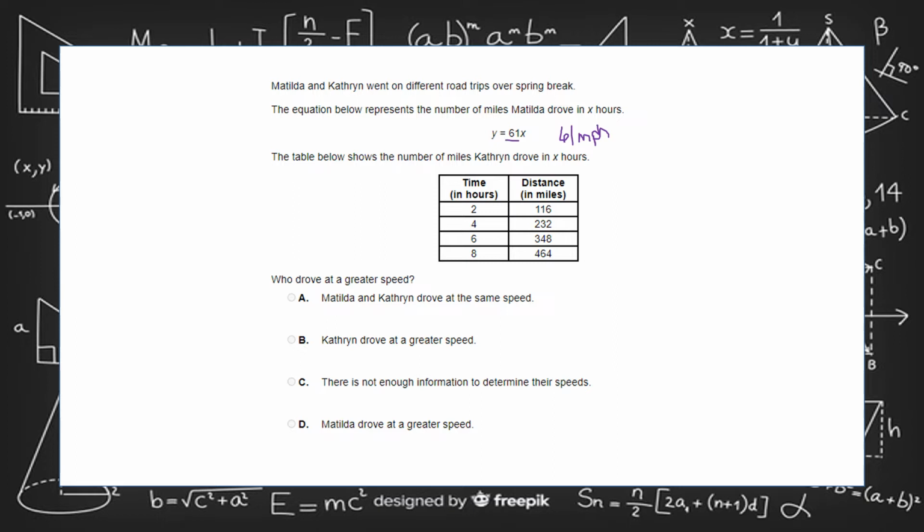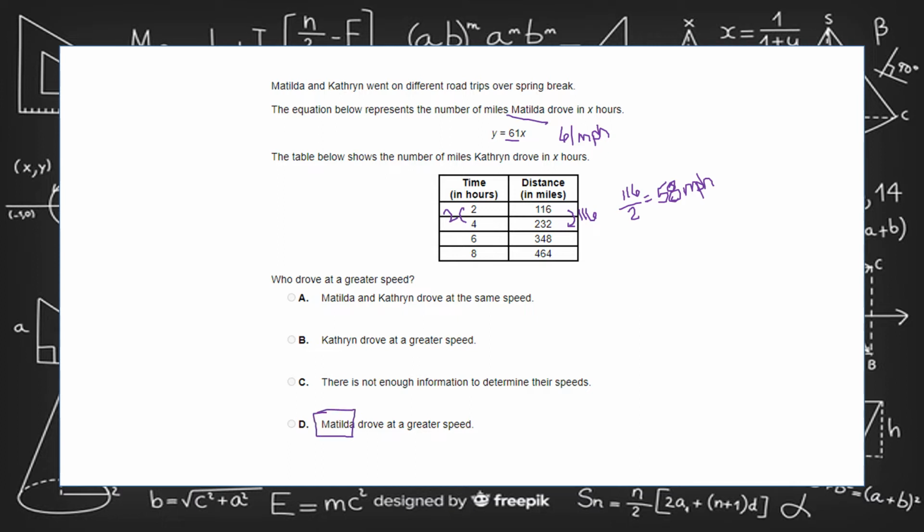The table below shows the number of miles that Catherine drove in X hours. So it looks like it's 116 miles every 2 hours. So if I divide that, 116 divided by 2, it would be 58 miles per hour. So I would say they want to look at which one traveled the greater speed. So that would be Matilda.